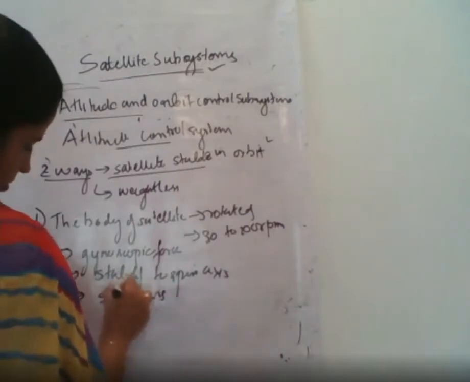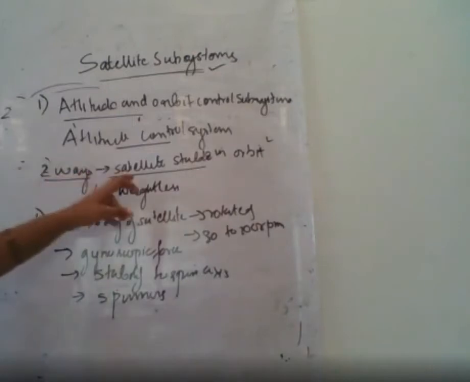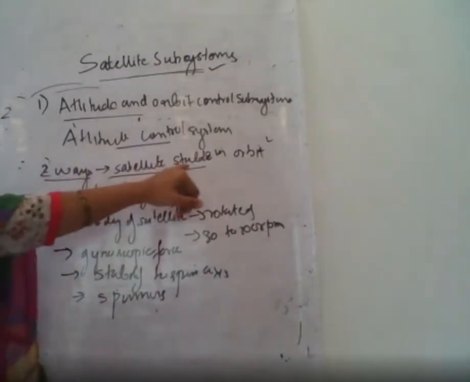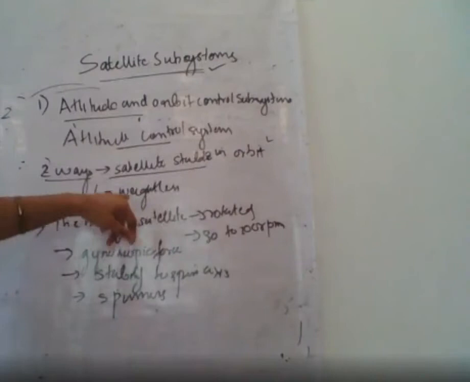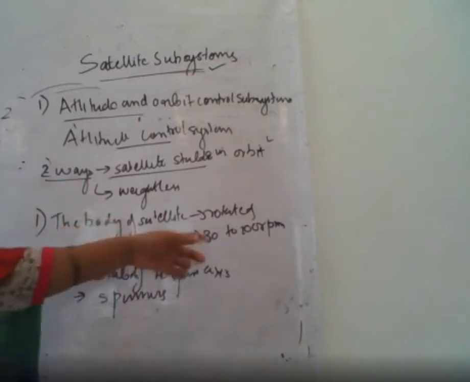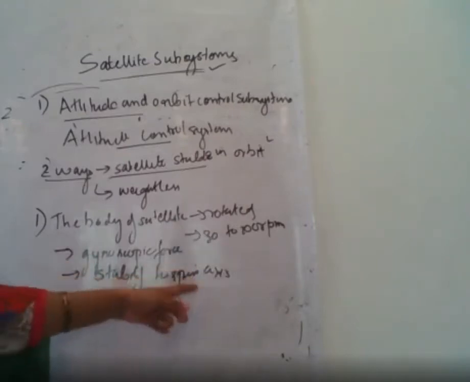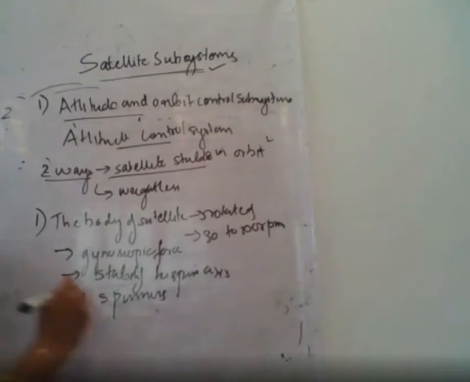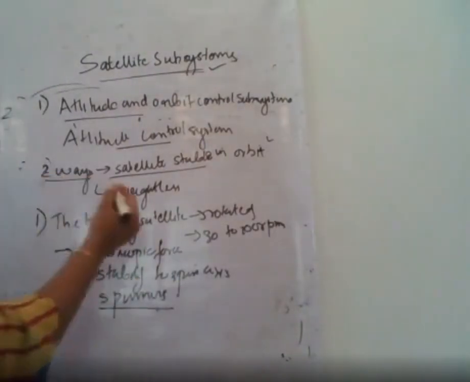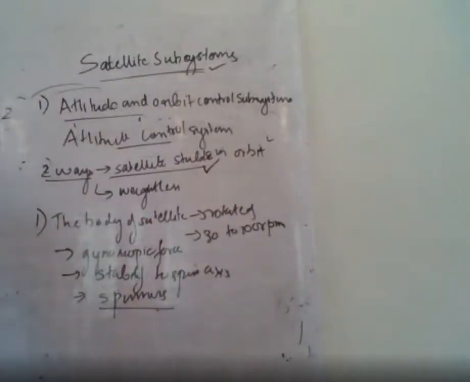That is, we can achieve satellite stability, or the satellite is made stable in its orbit when it is weightless, by rotating the body of the satellite at a rate of 30 to 100 rpm. By rotating a satellite at this rate, it creates a gyroscopic force. This gyroscopic force provides stability to the spin axis, and such satellites are known as spinners. By using a spinner satellite, satellite stability is maintained in the orbit.